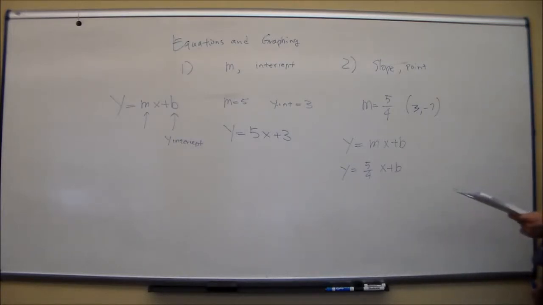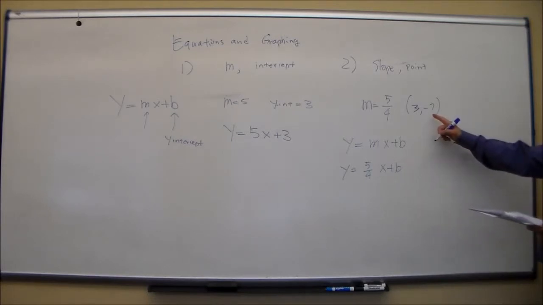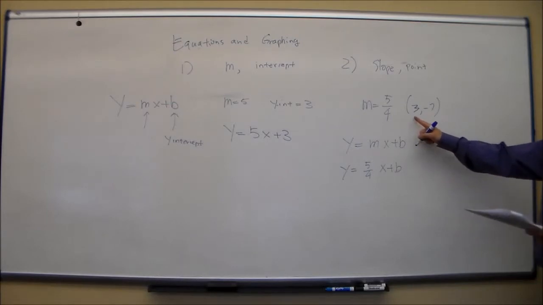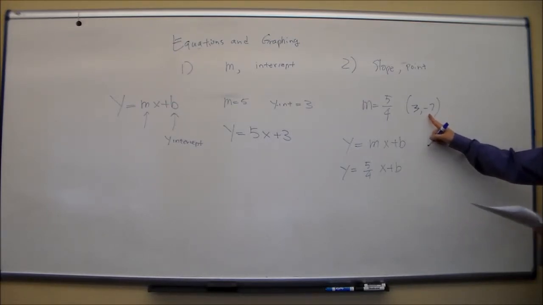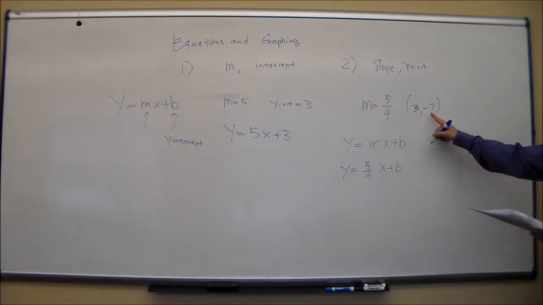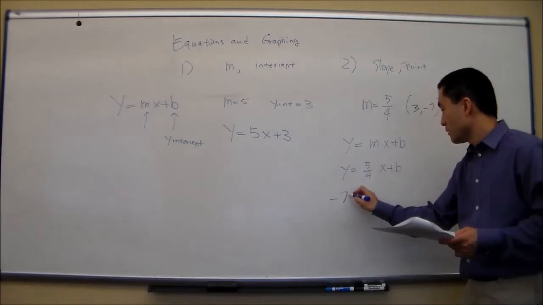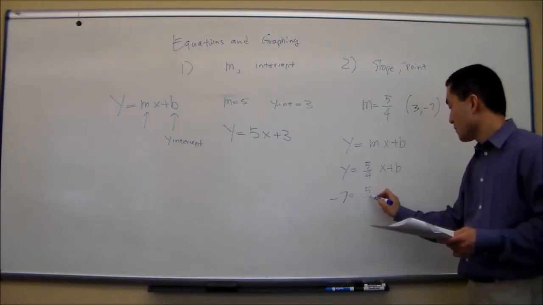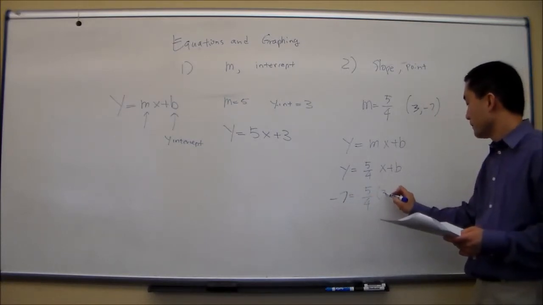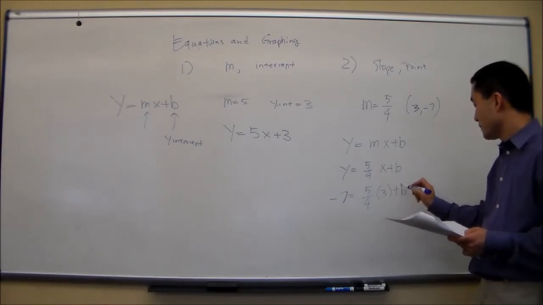Now, how do we find the b? Well, we are going to use the point, which is right here: 3 and then negative 7. 3 represents, if you remember, the x value. This part represents the y value, which is negative 7. So what we're going to do is plug those in here. Negative 7 is 5 over 4 times 3 plus b.